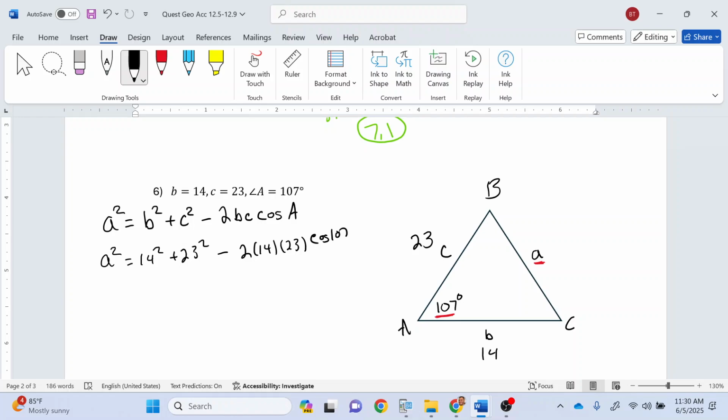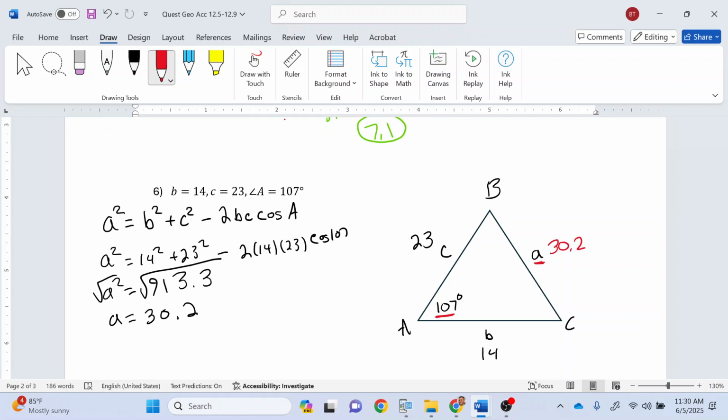Let's see, 107. I get that a squared equals 913.3, but you have to square root it. Square root of the answer, 30.2. All right, good. So I get this is 30.2. So here's 30.2. From there, I can use law of sines.